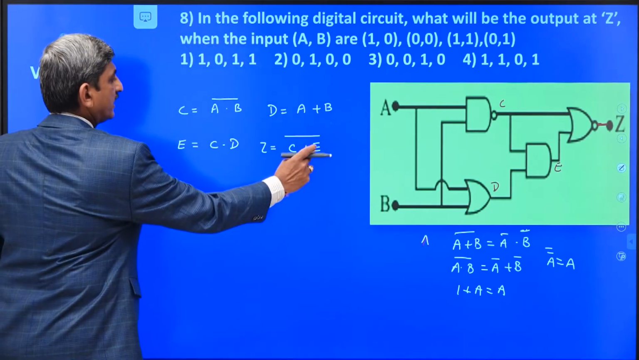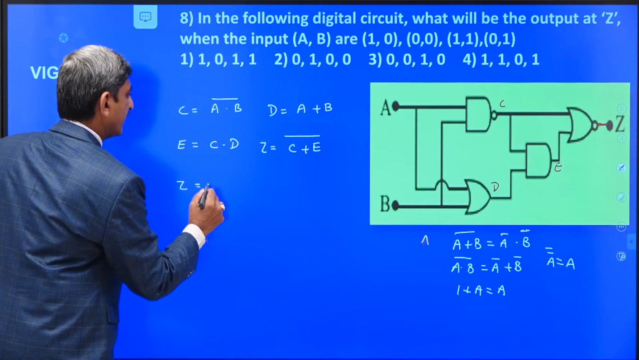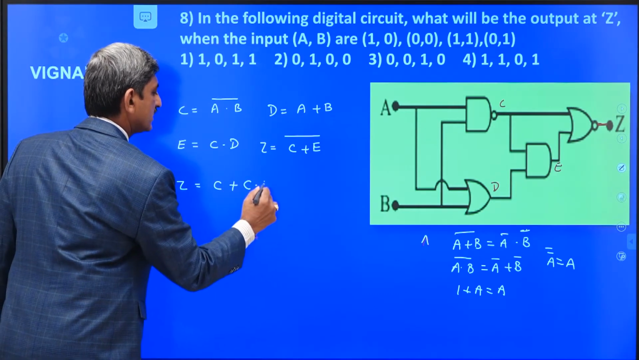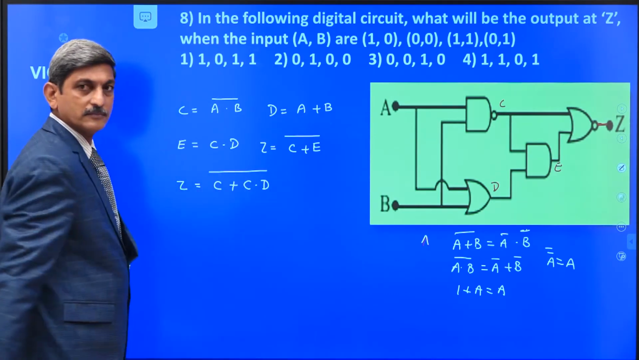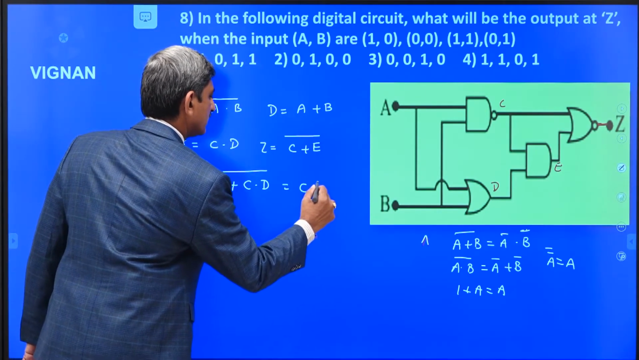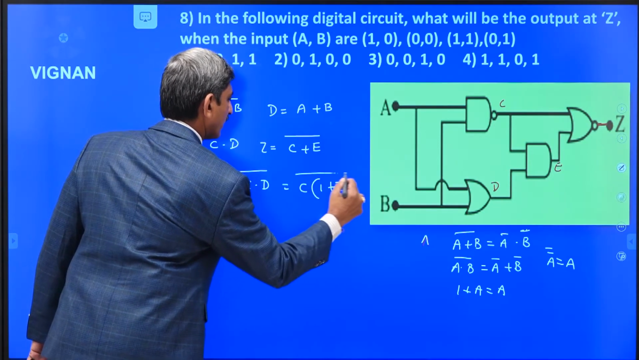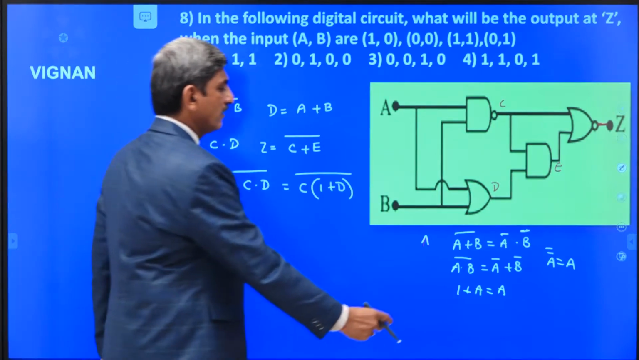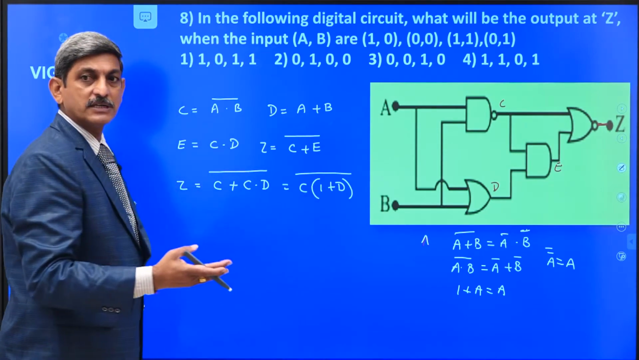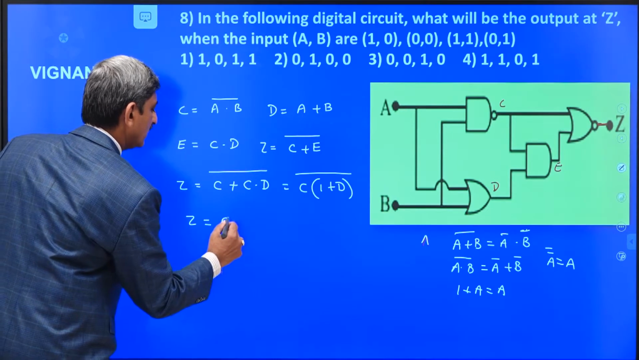so substitute the E value in this equation, it becomes Z is equal to C plus E bar is equal to C plus C dot D bar. This is equal to, by taking C as common, C of 1 plus D bar. We know that 1 plus A is equal to 1, that's why 1 plus D bar is nothing but 1, that's why we can write it as Z is equal to C bar.